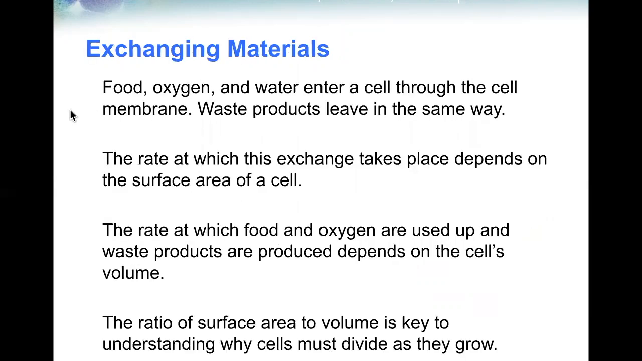Food, oxygen, and water enter a cell through the cell membrane. Waste products leave the same way. The rate at which the exchange takes place depends on the surface area of the cell. The rate at which food and oxygen are used up and waste products are produced depends on the cell's volume. The ratio of surface area to volume is key to understanding why cells must divide as they grow.